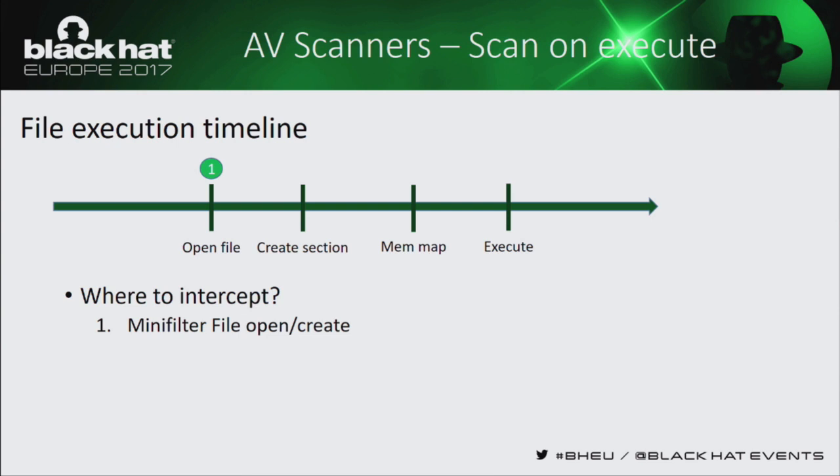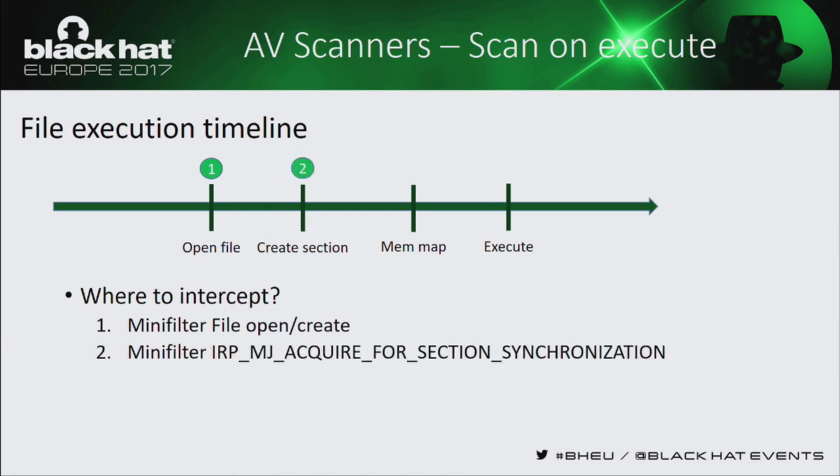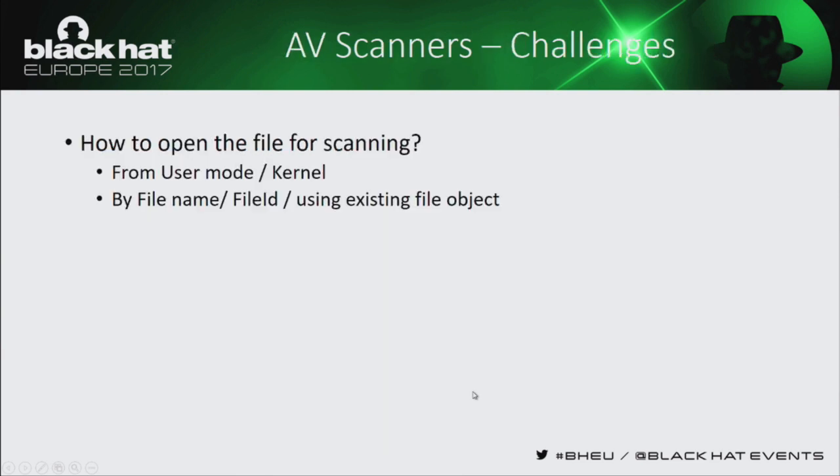For example, the file execution can be intercepted during the file open process. Usually it's done in the minifilter on modern Windows, during the create file callback. The second place that can be intercepted by antiviruses is the acquire for section synchronization callback, which is called during the section creation, before the section is created. And the third place that we will cover today is the process creation notification routine, which is called just before the process starts execution. And its form that allows blocking of the execution is available only for the main executable.